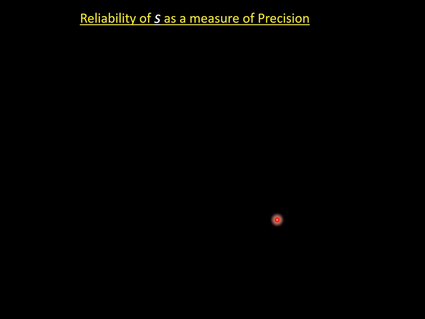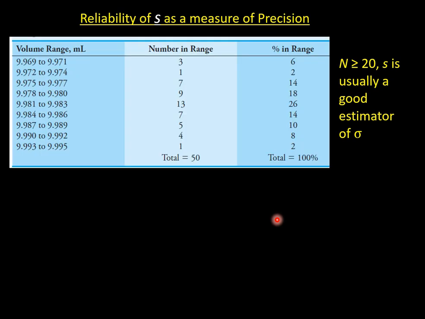Now, reliability of S as a measure of precision. How reliable is what we are calculating for the sample? Usually, it's an experience that if you take n greater than or equal to 20, then S is usually a good estimator of sigma. It's our experience.